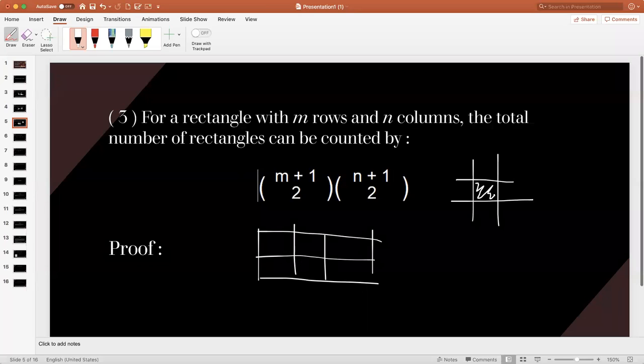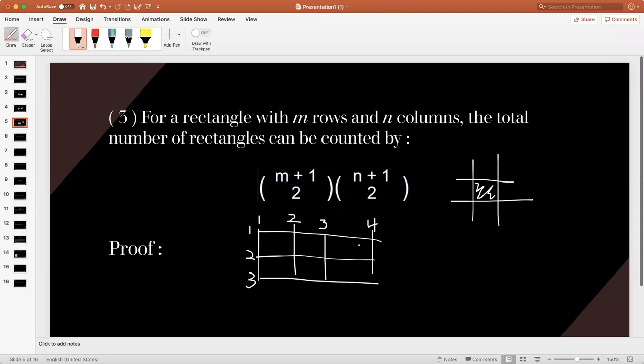So we established that to create one rectangle, we need two horizontal lines and two vertical lines. In our example of a 2 by 3 rectangle, there are three horizontal lines here: 1, 2, and 3. And then we also have four vertical lines: one here, two here, three here, and the fourth one here. So after we know that there are three horizontal lines and four vertical lines.